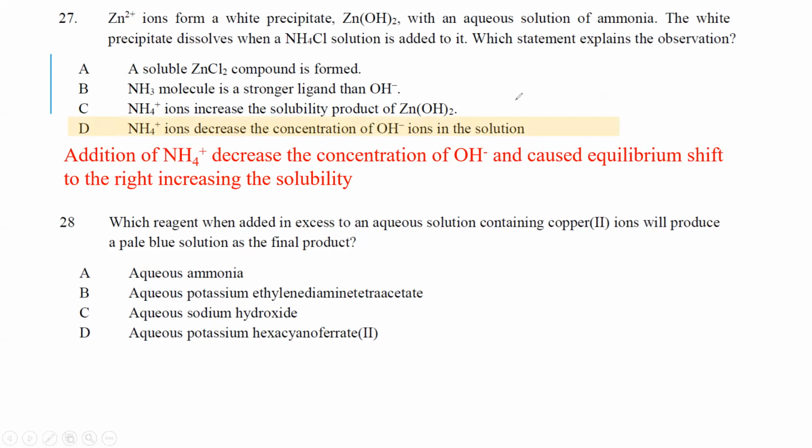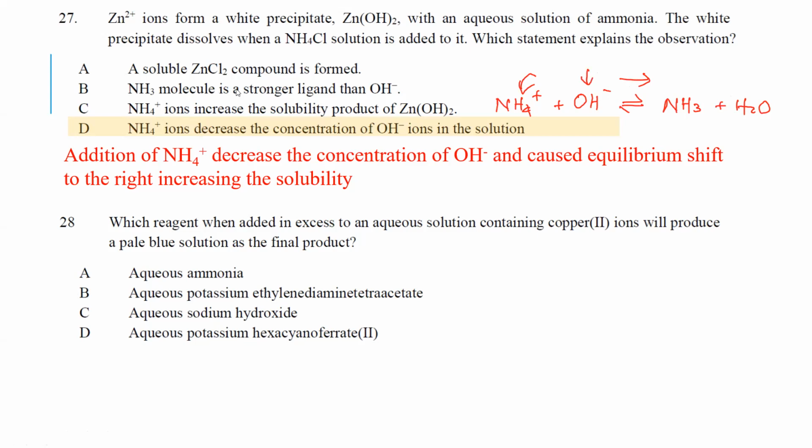Let me draw it out. Adding the NH4+ will decrease the OH minus, because the ammonia aqueous solution will somehow react to decrease this one. So when you add this one, equilibrium will shift to the left and right. Okay, so the concentration of the OH minus will decrease. So that is the reason why we add this one. That is how you explain the formation, the application of the NH4+. Okay, so that is for number 27.